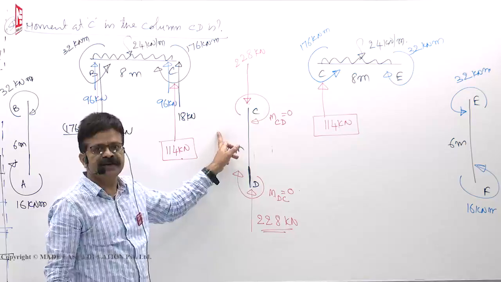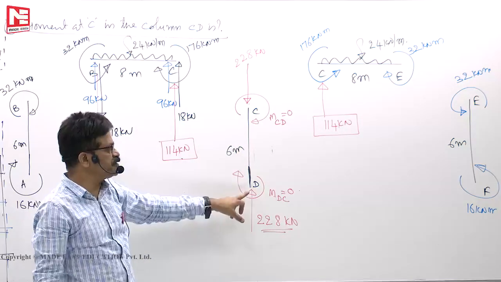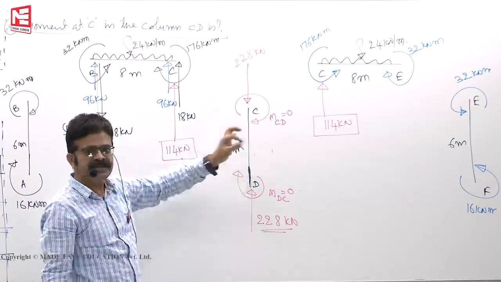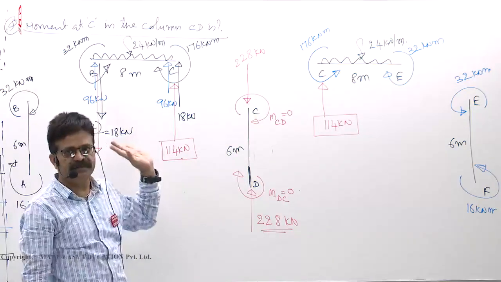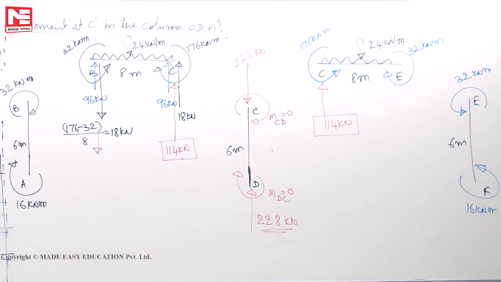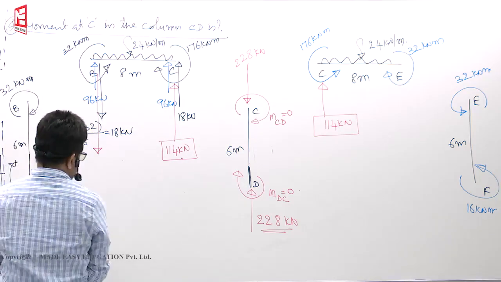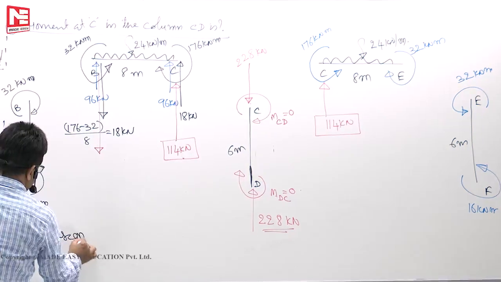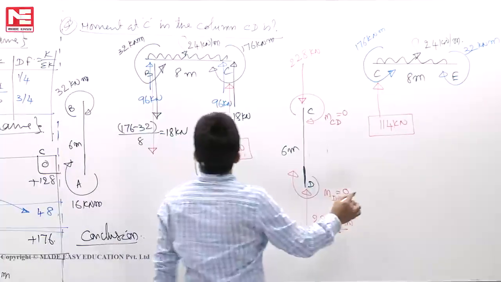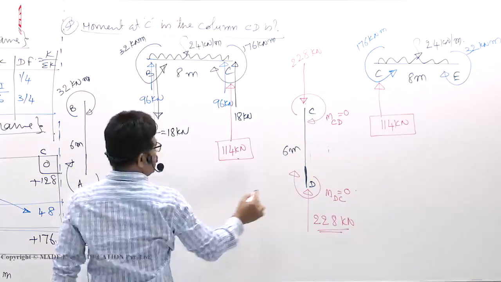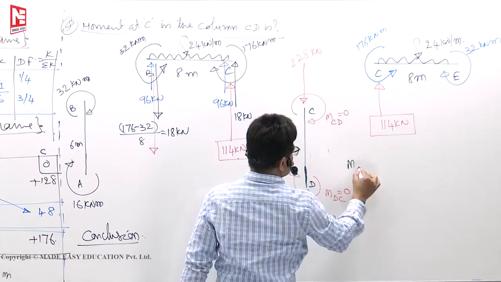So what are your conclusions? At the axis of symmetry, always the column is subjected to axial force only, no moment. It behaves like a purely axially loaded member. Okay, that conclusion we will write. In this case, moment in the column CD is 0. MCD is equal to 0, we have written.